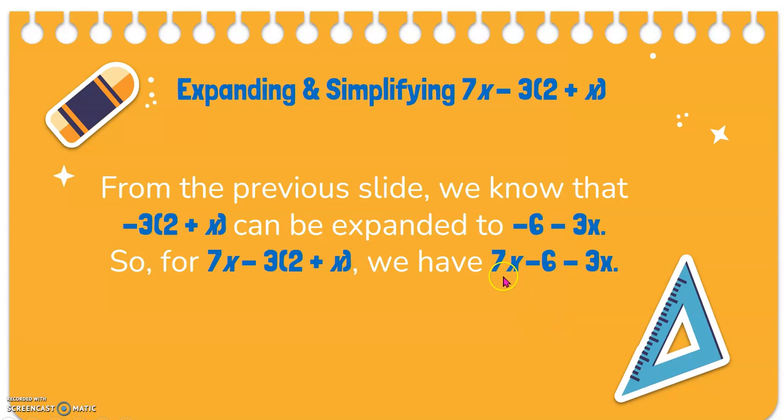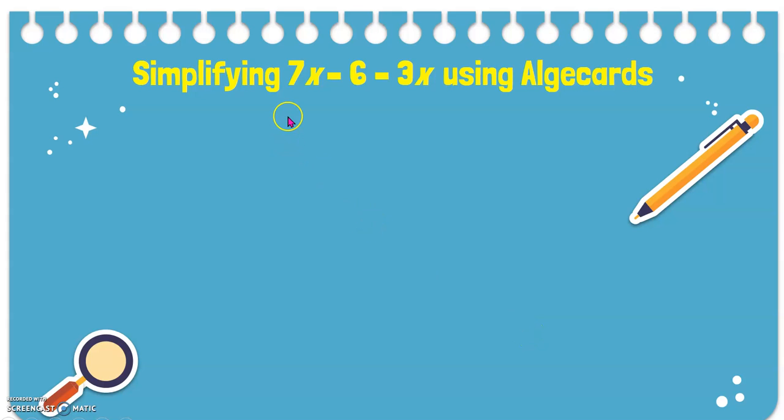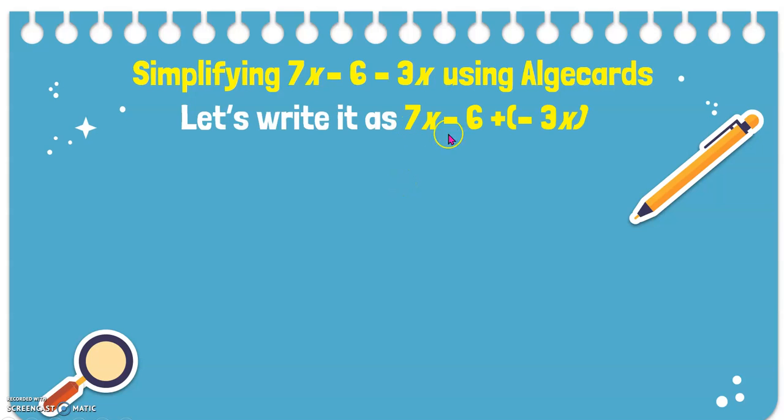So we have like terms. Sorry, this should have been italicized. So 7x and 3x are what we call like terms, same family. So we are going to use the Algecards method to try and simplify. You can draw it out instead of using Algecards. So let's write this out first.